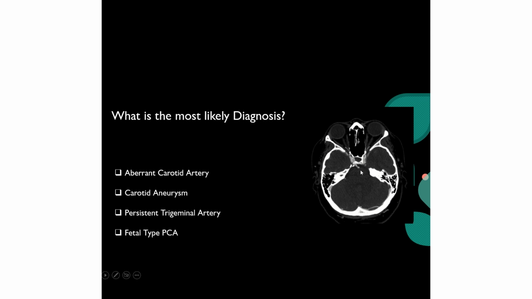So as I mentioned, we are seeing a connection between the anterior and posterior circulation, which is a variant anatomy, persistent trigeminal artery, and it is a very common board-type question for radiology residents. Just make sure to pay attention to this and be familiar with this appearance, also on angiograms.